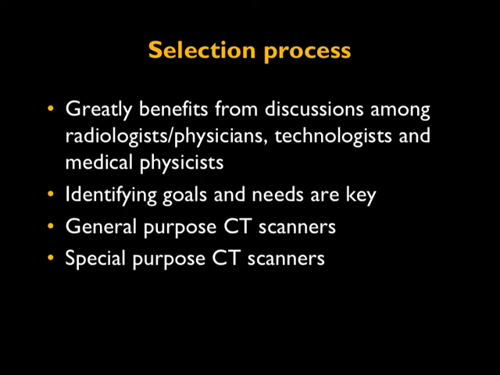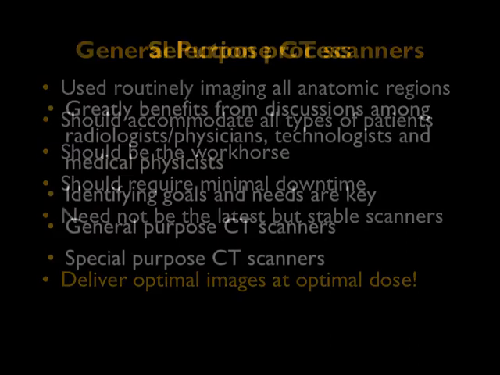First among these is identifying the goals and needs, which is key, because in the selection process one can group scanners into general purpose CT scanners or special purpose CT scanners. If you identify the needs and goals in the beginning, it's easier to go through the different available scanners to pick the right one. So how is a general purpose CT scanner different from a special purpose CT scanner?